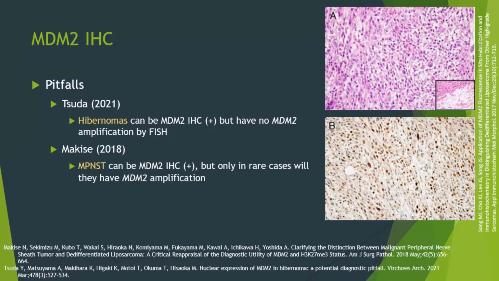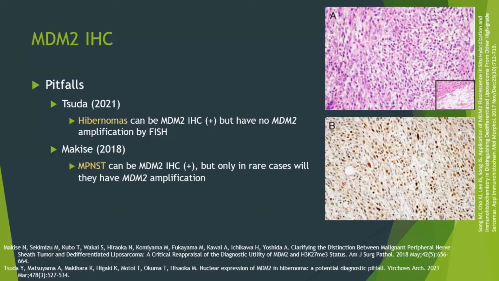So another MDM2 amplified tumor is the dedifferentiated liposarcoma, and a differential diagnosis for this is malignant peripheral nerve sheath tumor, MPNST. In this 2018 study, 21 out of 68 MPNSTs, or about 30%, were positive for MDM2 IHC, and all but one are non-amplified by FISH.